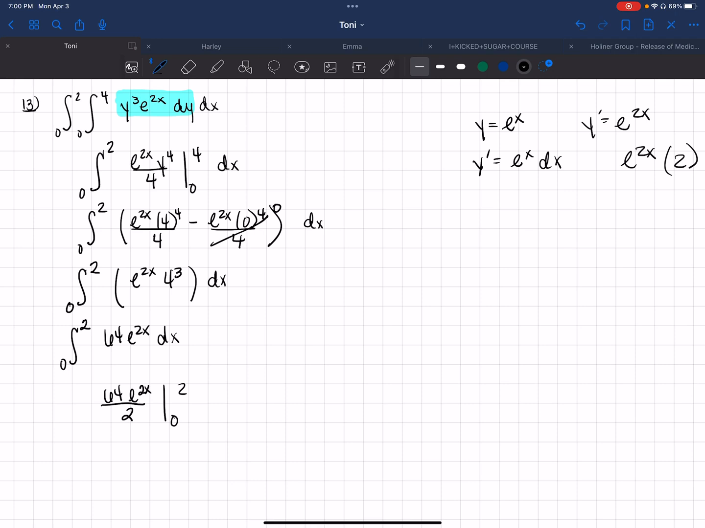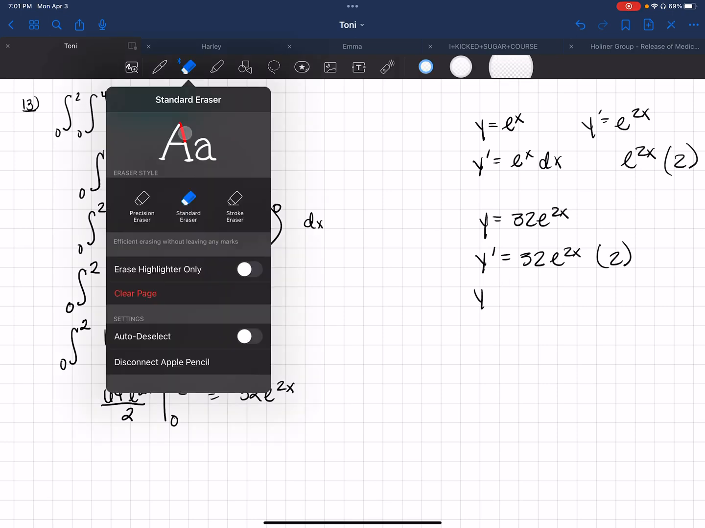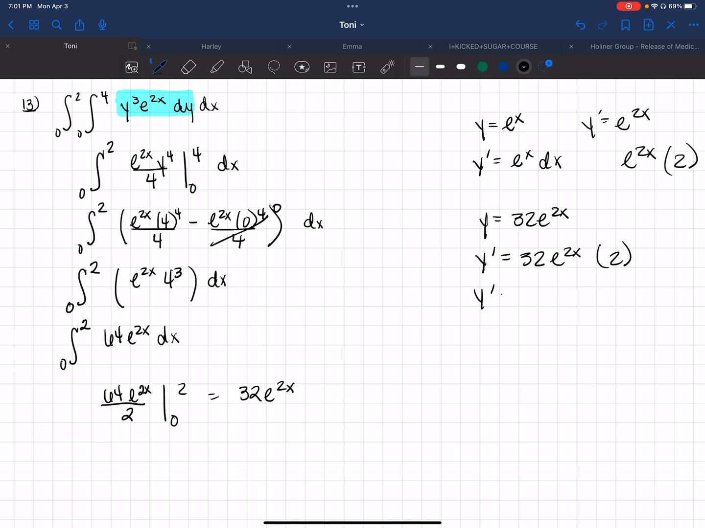Now, let's think about it. This is really saying, what is that, 32 e to the 2x. And the way we can check that is, if I have y equals 32 e to the 2x, and I take the derivative of that, that would be 32 e to the 2x, and then the derivative of 2x is just 2. So that means y prime would have been 64 e to the 2x, and that's what that was right there.